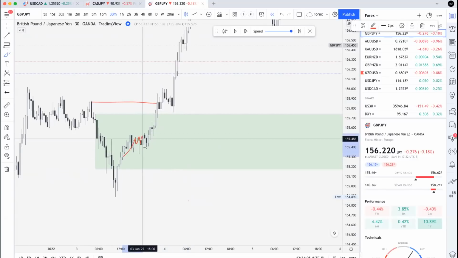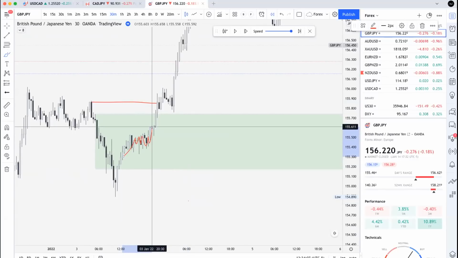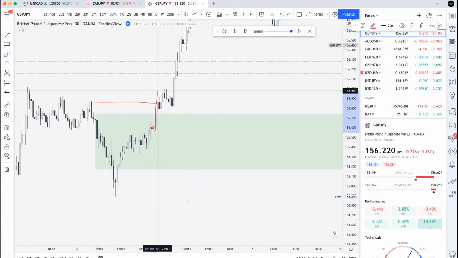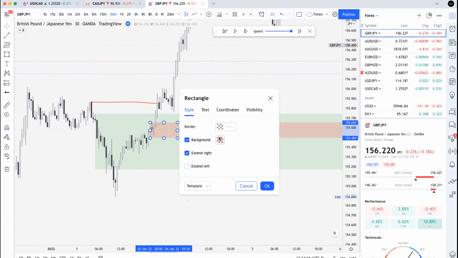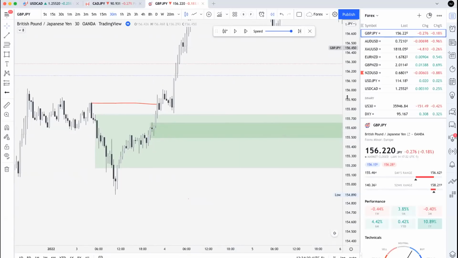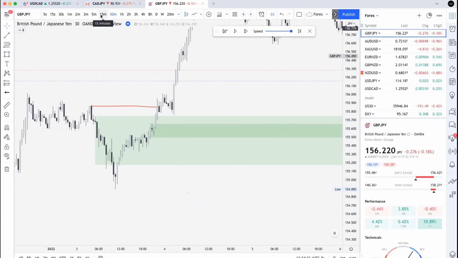All of this is consolidation. Boom, we get buyer-seller interaction here. It was responsible for this break. So I'm going to now say I'm interested in this area. This is why, guys, it is important to cycle timeframes.